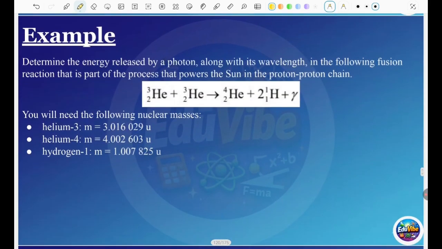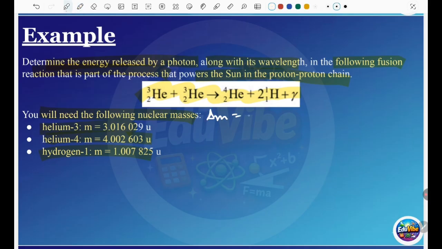So we have an example for that, where we take care of the same things. Determine the energy released by the photon, along with the wavelength, in the following fusion reaction, part of the process that powers the sun in the proton-proton chain. We have this reaction. You will need the nuclear masses of helium-3, helium-4 and hydrogen-1. You want the energy of the photon and then the wavelength, so you can follow the same process.